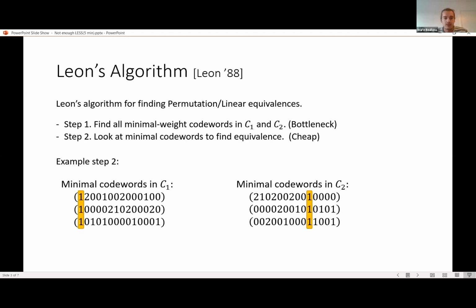Then if you look at the first position in C1, all the code words have a 1 there. And this is also the case for position 10 in C2. So you know that the permutation has to send the first position in C1 to the 10th position in C2. And then if you look at the 5th position in C1, there you got 2 1s and a 0. So you know it has to be mapped to the last position in C2. So this is very roughly the idea. And you can proceed in this way and hopefully recover the entire permutation.